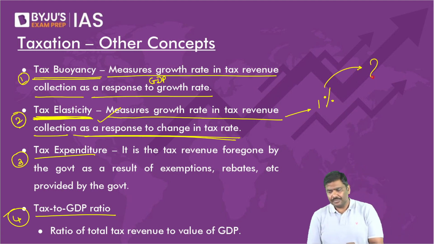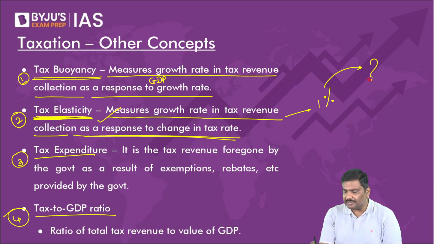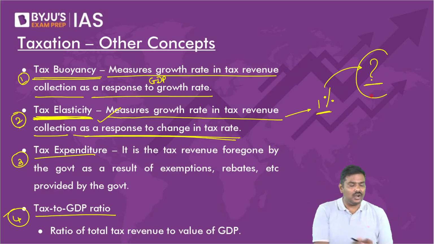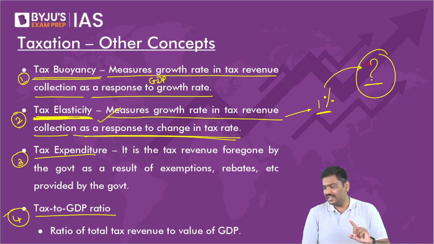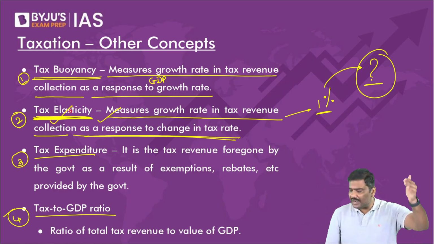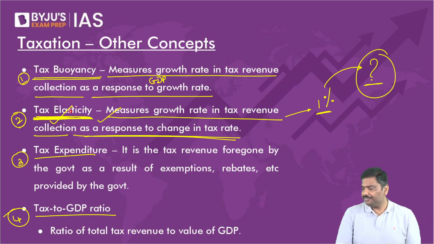Simple idea. I'll repeat it again. If the government changes the tax rate by 1%, overall tax collection will change by how much percent? That is called tax elasticity. Any problem in understanding this? 1 is different, 2 is different. Both are different, don't say one and the same.